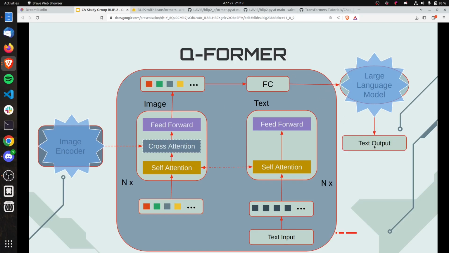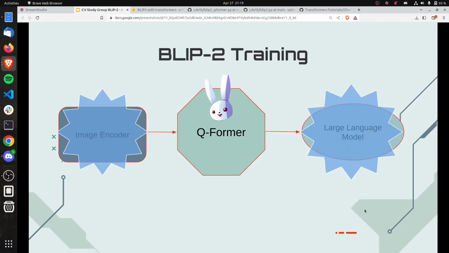And then we get a text output, of course, from the large language model. And that's the high level architecture of it all. So now, how do they train this whole thing, right? They've got this architecture, and then they have two stages actually.